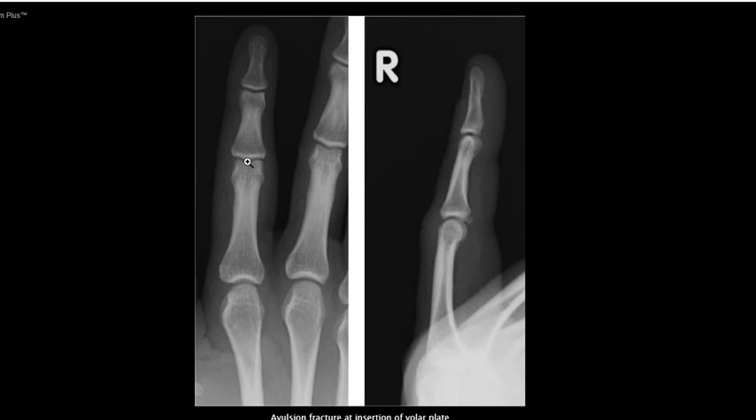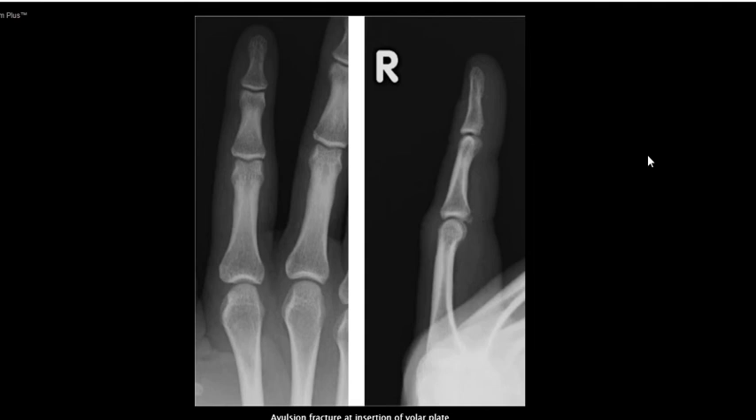Here's the proximal interphalangeal joint. Not much noticeable here, not much injury to see at all. But in the lateral view we can clearly see the avulsed fragment. So that just personifies the importance of the two views, specifically in the finger X-ray series.